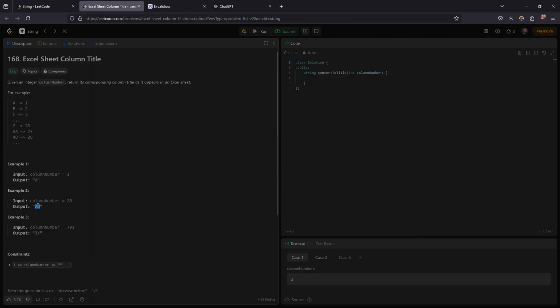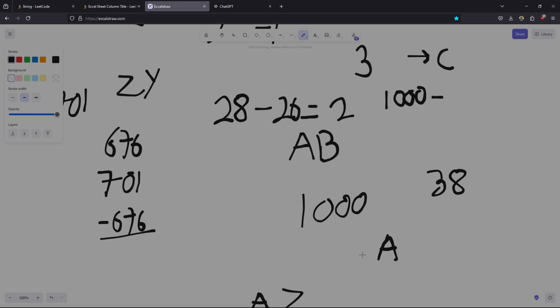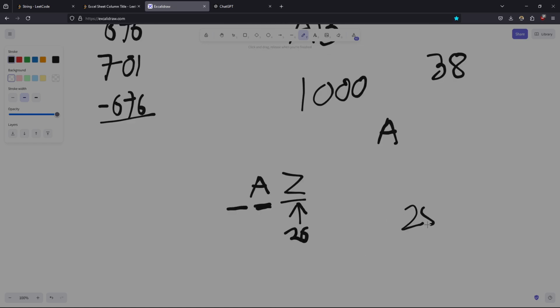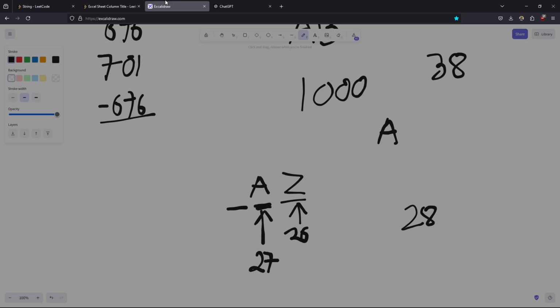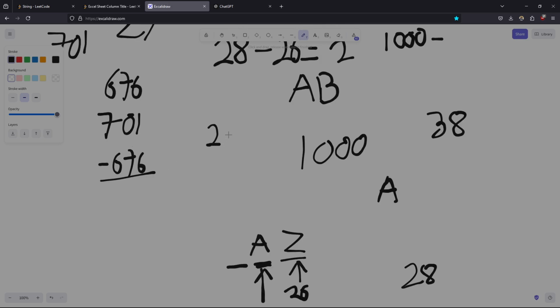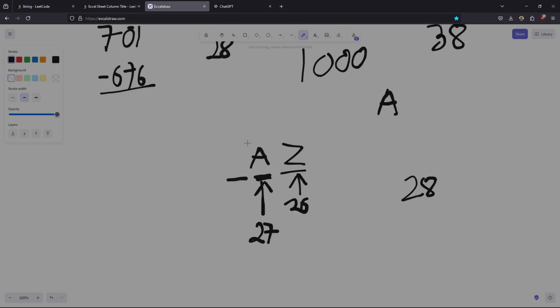The alphabet whose value was AB was 28. So it means the alphabet which appears here will take the value 26. Sorry, not 26, 27. Right? Yeah, 27. If this is 26, then it doesn't make any sense.